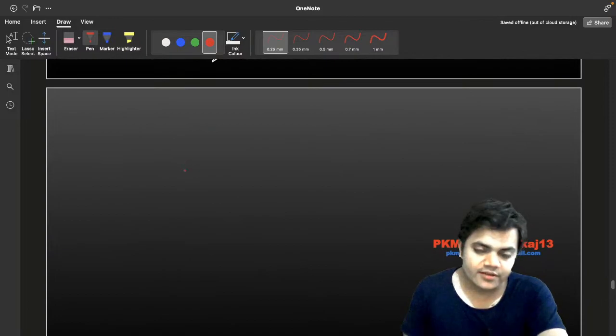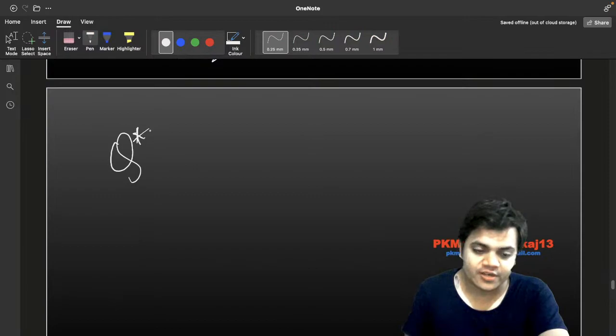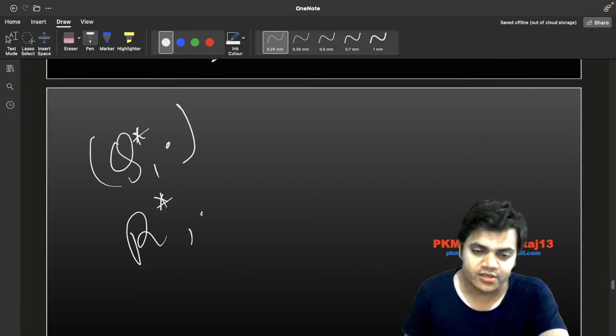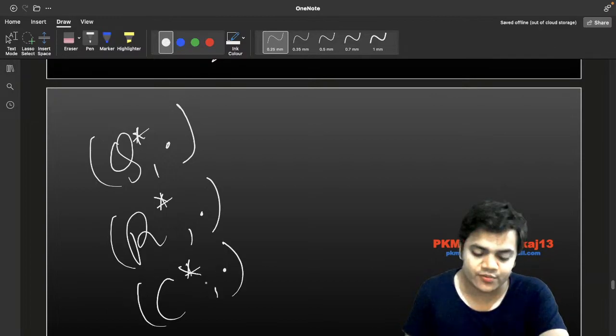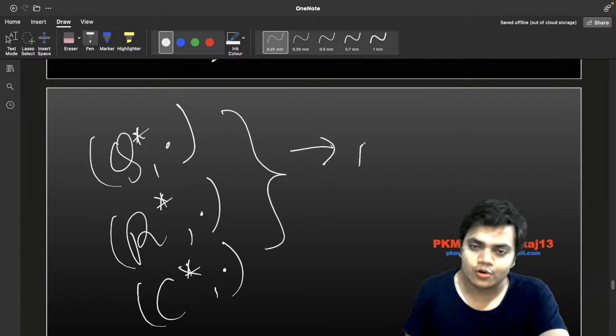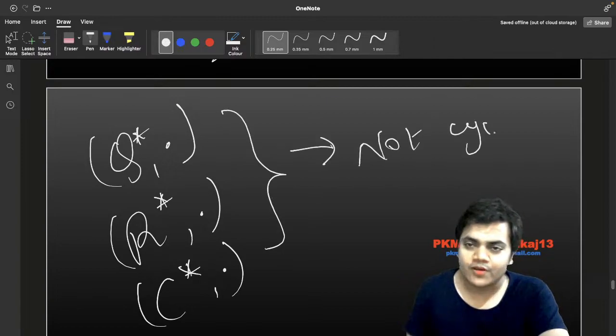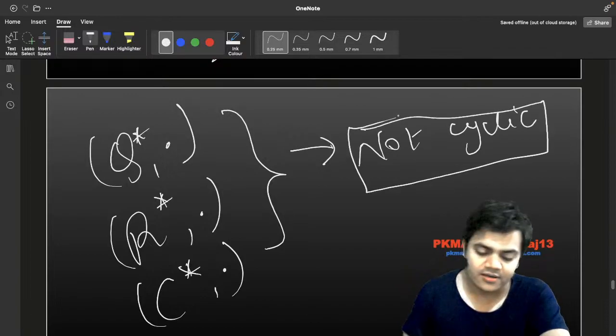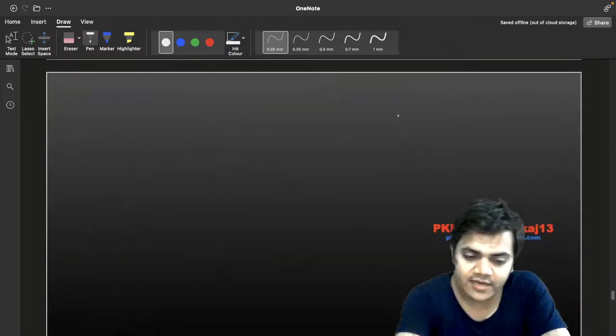Okay. In the same way, if we are going to ask about Q star, I mean to say non-zero rationals with multiplication, R star non-zero reals with respect to multiplication, C star non-zero complex with respect to multiplication. So certainly these are also not cyclic because we are not able to find any generator. Okay, so that's why this is not cyclic.